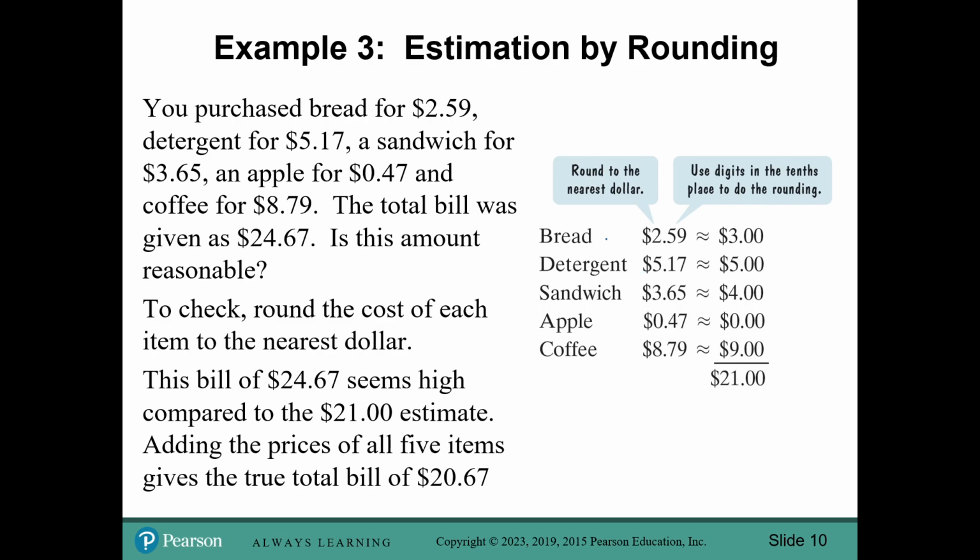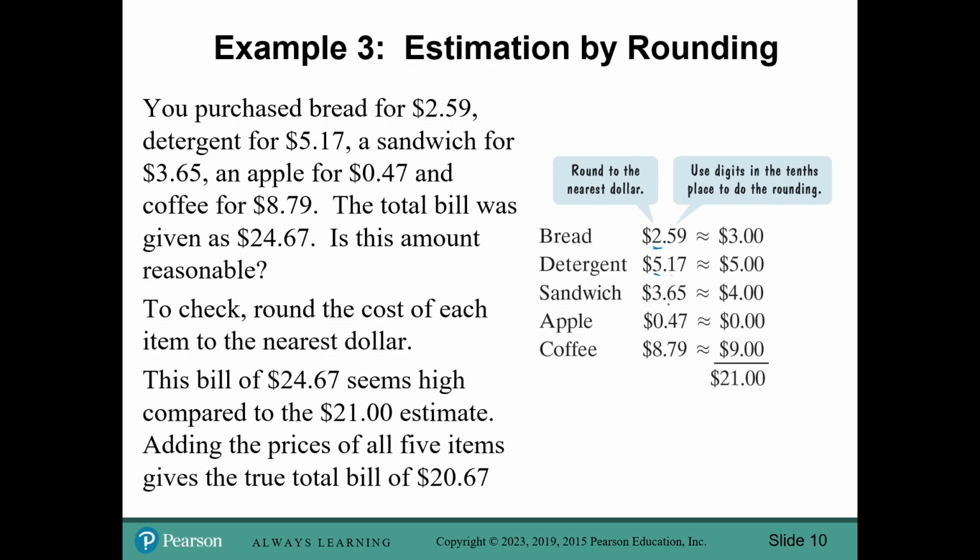So we have written down every single item that we have bought, and we have rounded it either up or down to the nearest dollar depending on what is in that tenths place. So bread was $2.59. We want to round to the nearest dollar. This 5 tells us that we need to round up, which is why we rounded it to $3. We look at detergent. We want to round to the nearest dollar. This 1 here tells us that we're going to keep it at 5, and we're going to let the 1 and the 7 just be zeros.